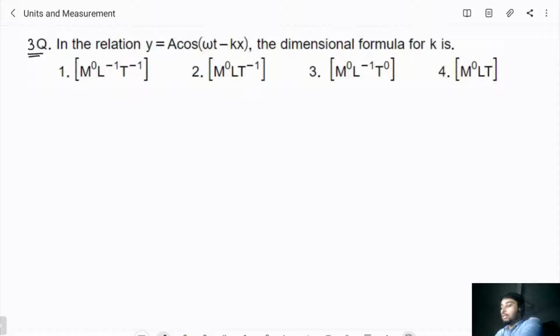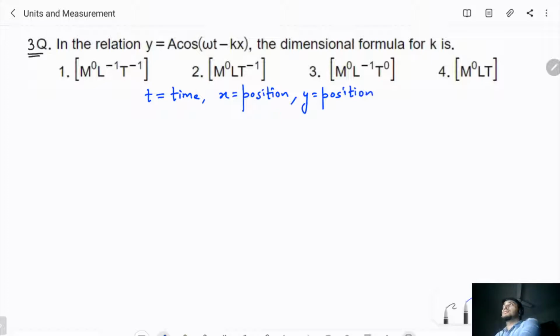Okay. So here they have not mentioned, but let me write it, that t is time and x is position. And y is also representing position along the y-axis or the coordinate. So t is time, x is position, and y is also position. And based on this information, we need to find the dimensional formula for k.